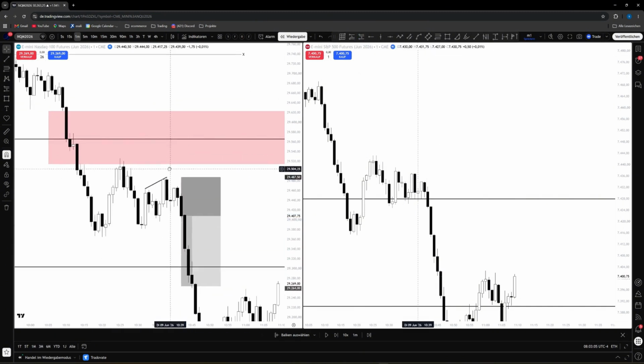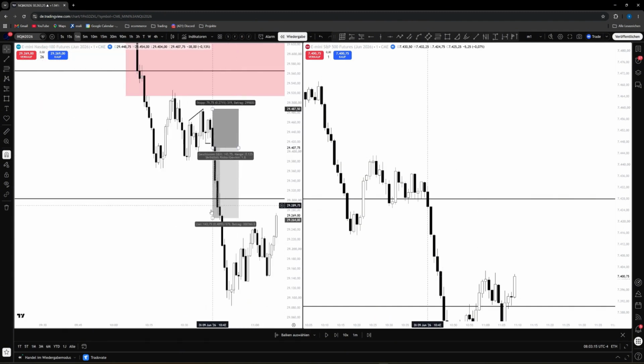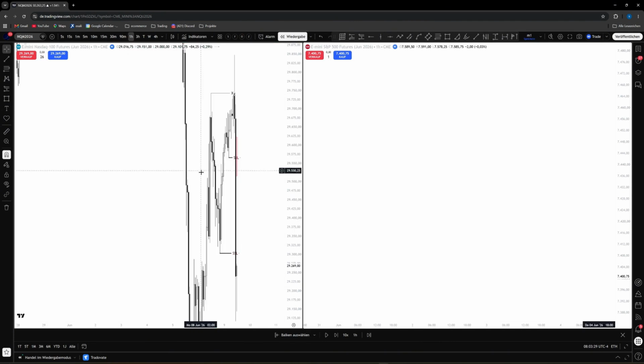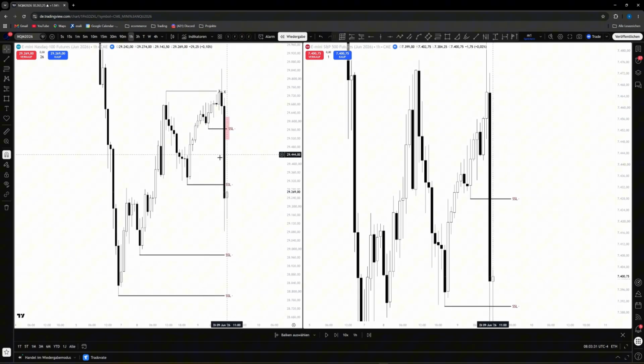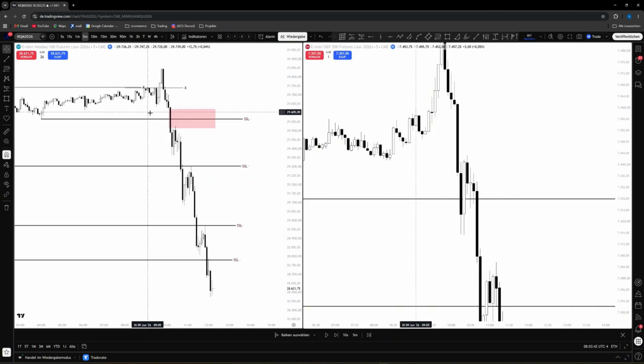Here we have the mitigation block. We broke this low here. That's why you can enter here and then either enter here in the mitigation block or ideally at the SMA, and then you can also target a 1 to 2 here again. Exactly, and you can see that if you have clear targets and an M5, you'll often be able to hit those targets very, very nicely. We can see how this plays out here.